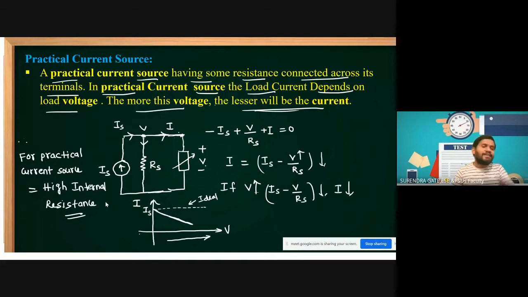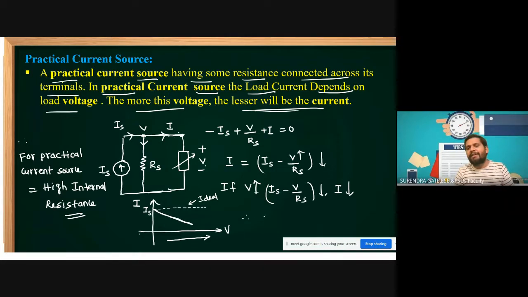Okay, students, this is about the ideal voltage source, practical voltage source, ideal current source, and the practical current source. Yes, friends. In a practical current source, if V equal to 0, that means the practical current source terminals are shorted. If the terminals are shorted, V becomes 0. What is your observation?